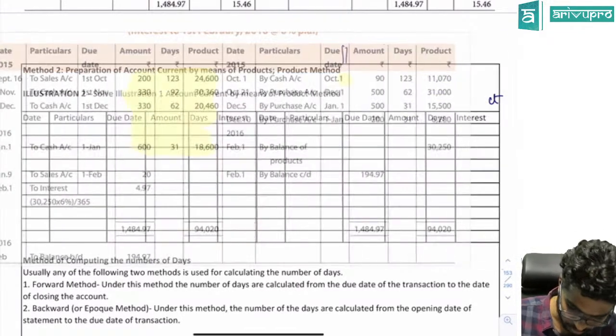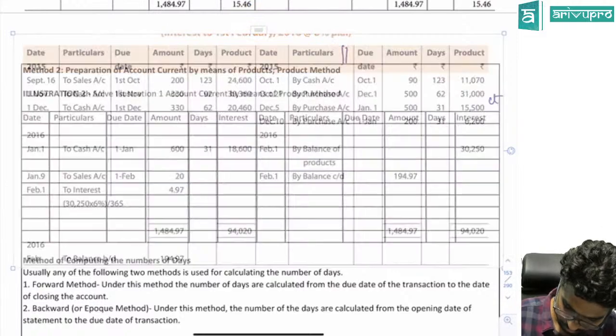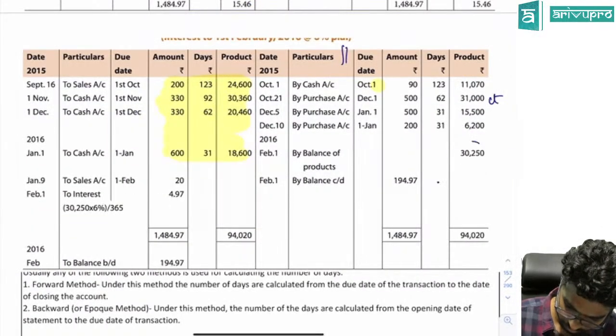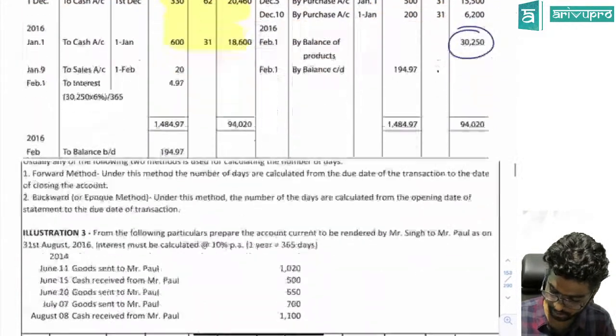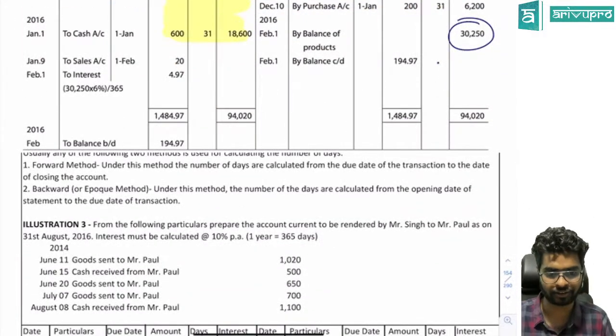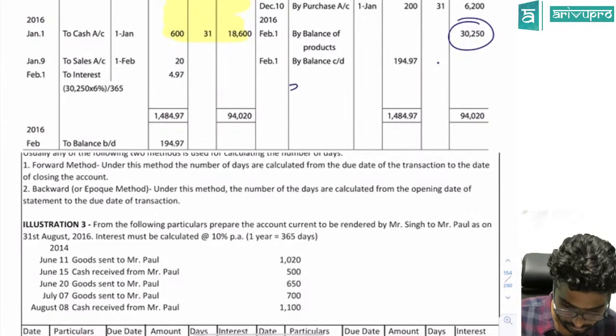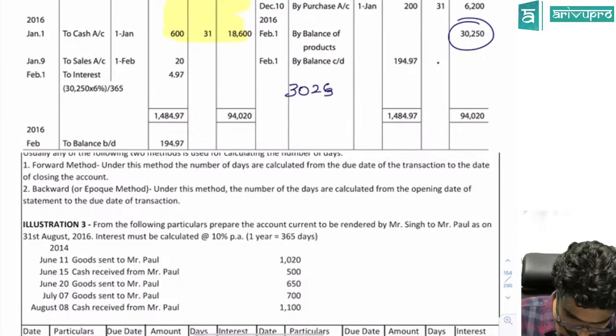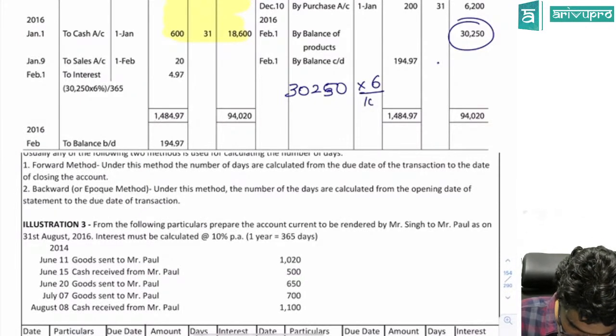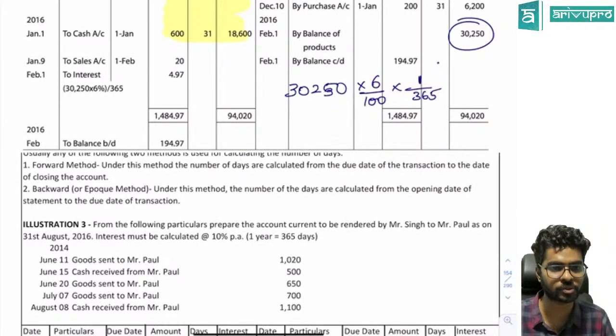Finally, I'll find the balance of the products. Whatever the balance is there, for that I'll be calculating the interest at 6%. That is 30,250 into 6 by 100 into 1 by 365. This is the formula we are going to be using.